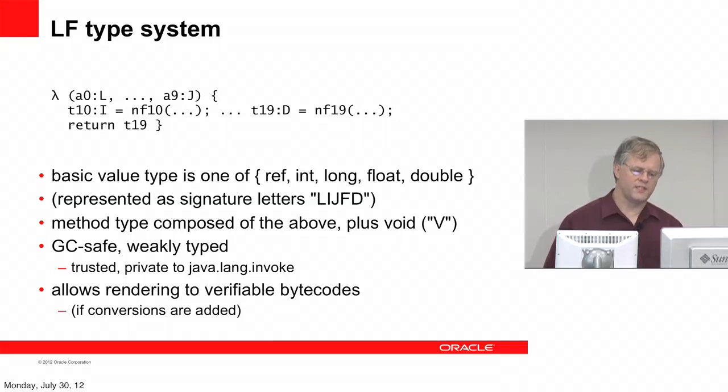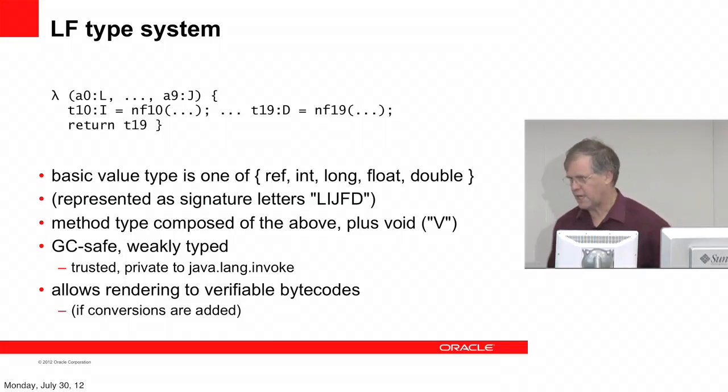The type system for these guys, you saw the funny little colons in there. There's only 5 types. They're basic types. L stands for reference, I stands for int, and so forth. Those of you who are familiar with JVM signatures will recognize these odd letters. But basically you have int, float, long, double, and reference, as I just said. And of course you get void if you have no return.